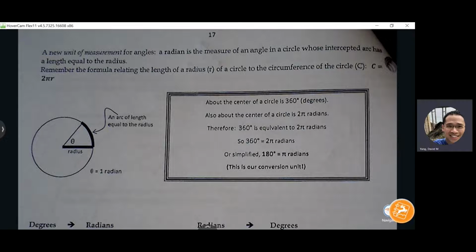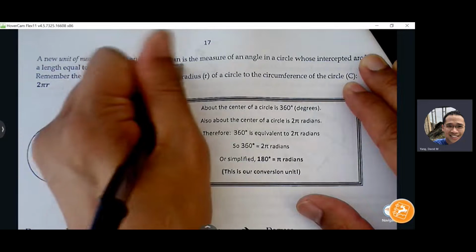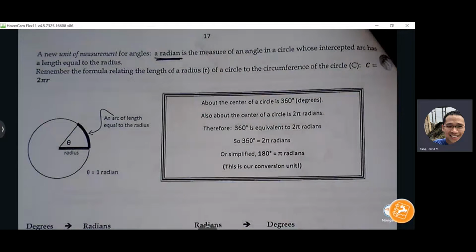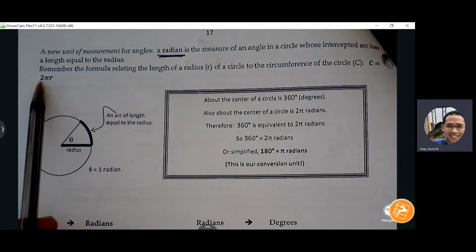All right, we have a new unit of measurement for angles, and it's called a radian. A radian is the measure of an angle in a circle whose intercepted arc has a length equal to the radius. Let me talk about what that means in a second.